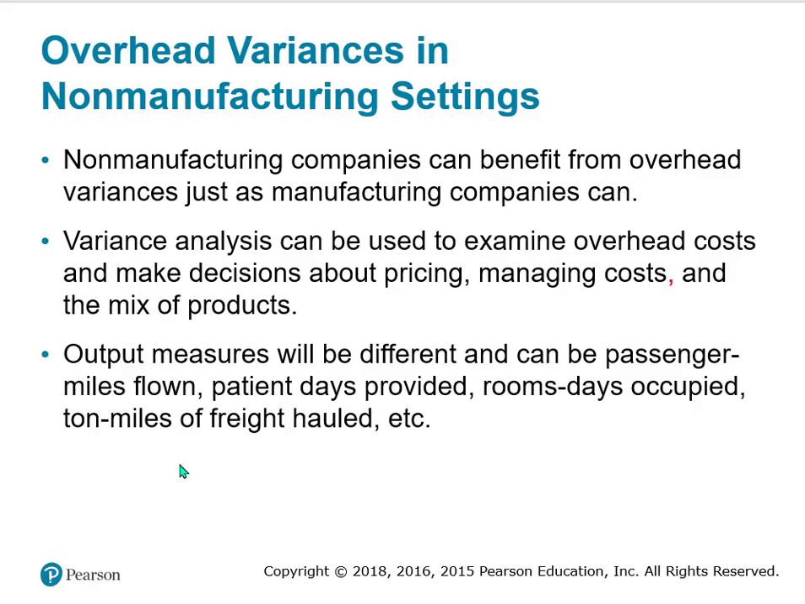Now, non-manufacturing companies can benefit from overhead variances just like manufacturing companies can. The variance analysis can be used to examine overhead costs and make decisions about pricing, managing costs, and the mix of products. These are all important things and are really difficult in a service company. But measures for these companies will be different. We talked about it: it could be passenger miles flown, patient days provided, room days occupied, ton miles of freight hauled. And it's funny with passenger miles flown, you don't think of an airline as a service industry, but it really is.